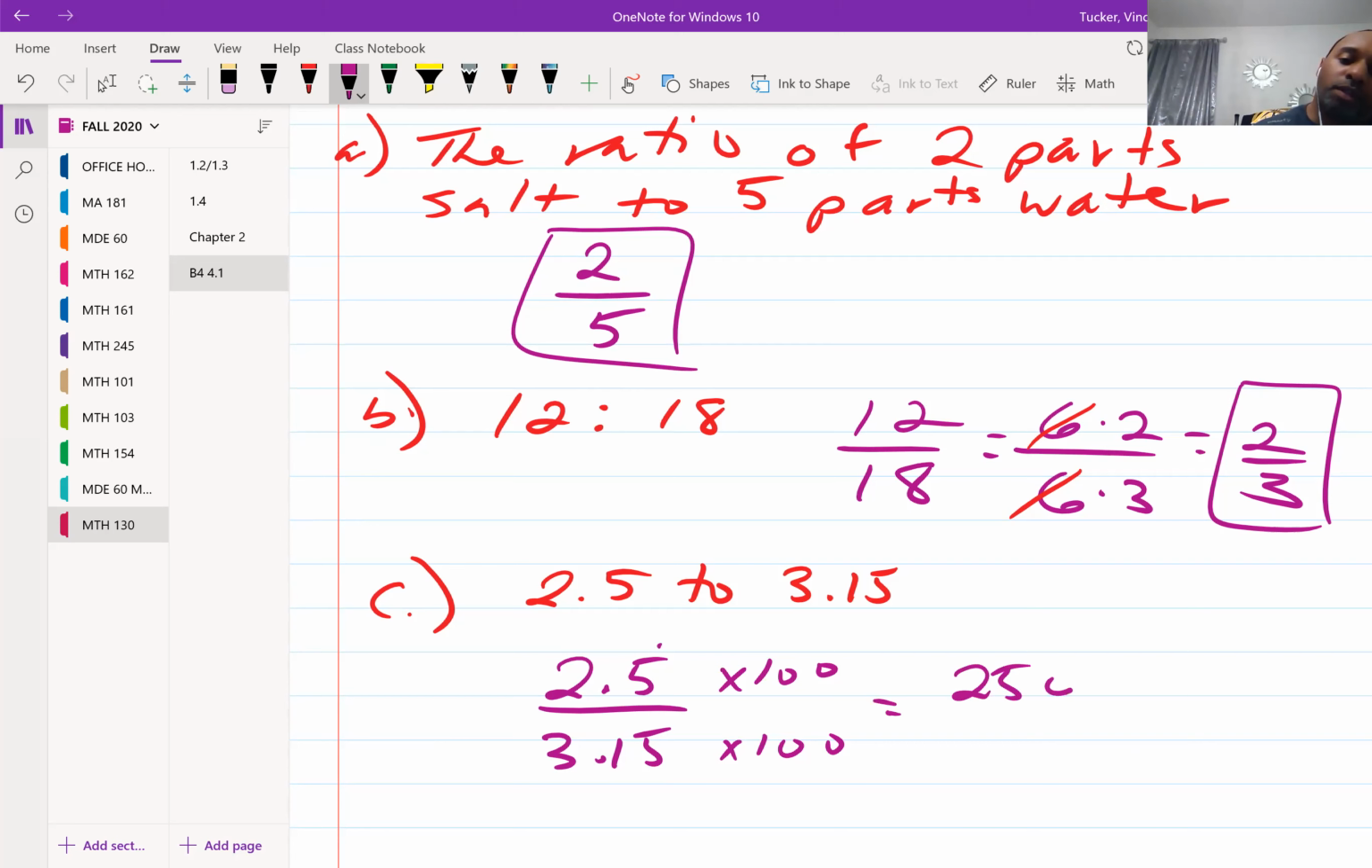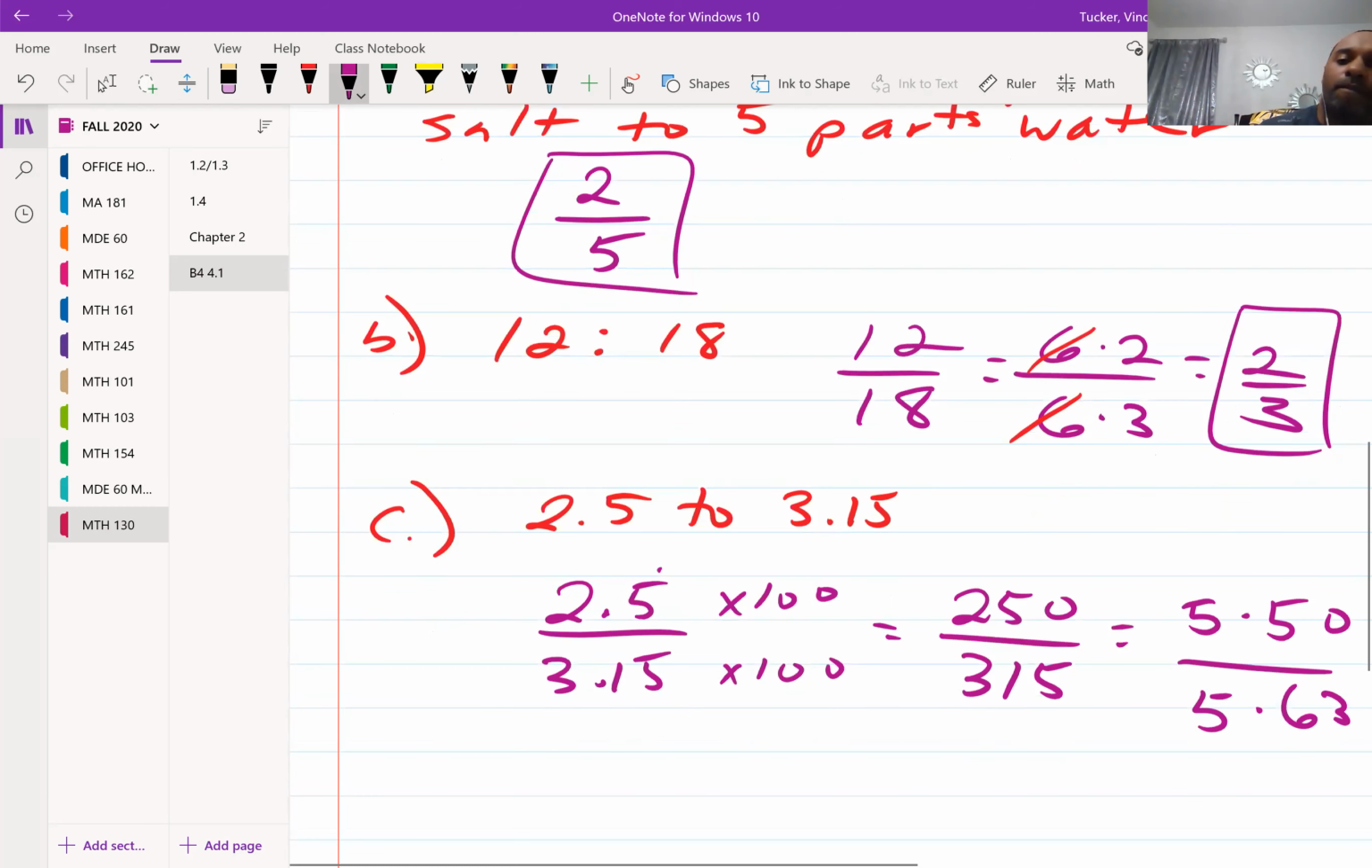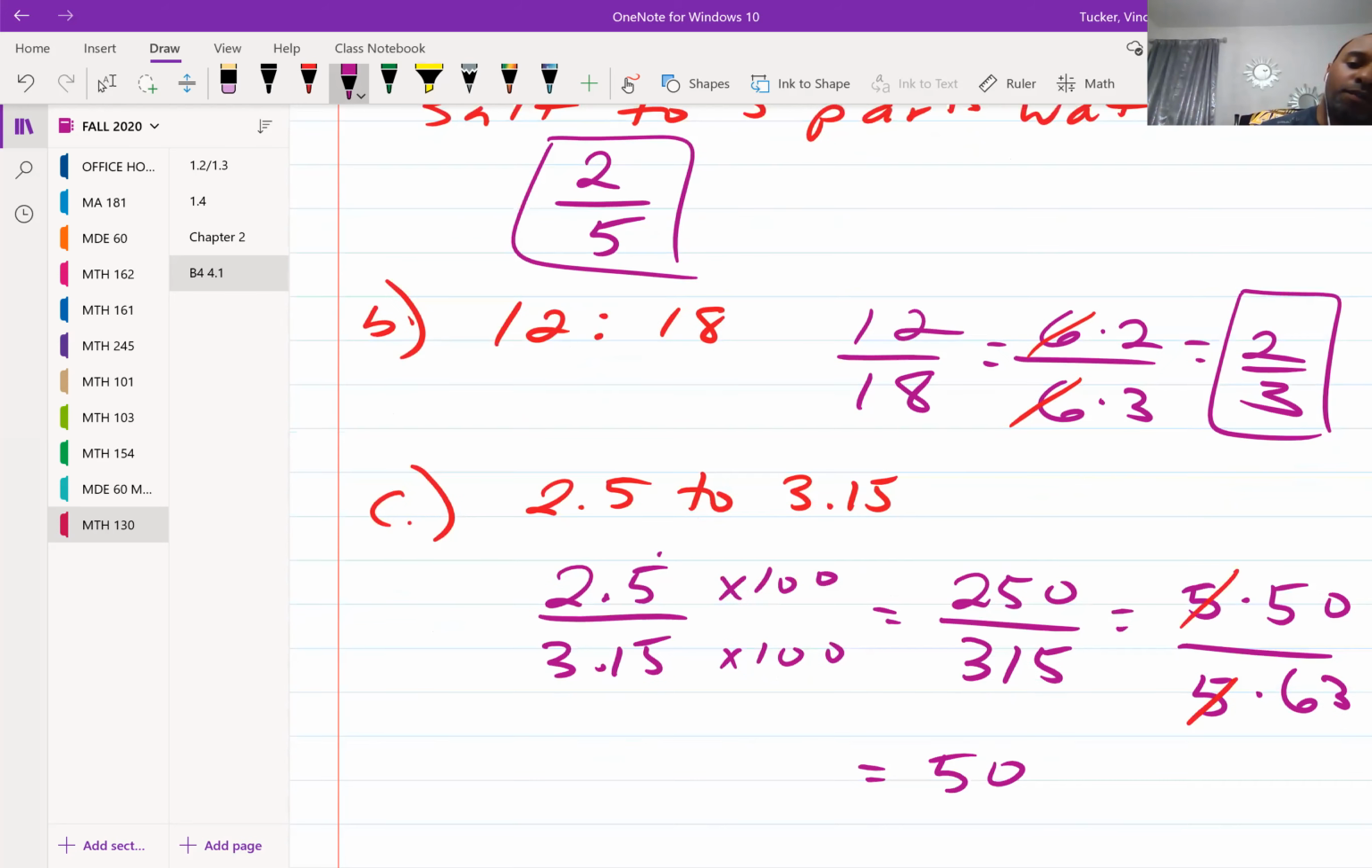That'll be 250 over 315. That's 5 times 50 over 5 times 63. The 5s cancel. That's 50 over 63.